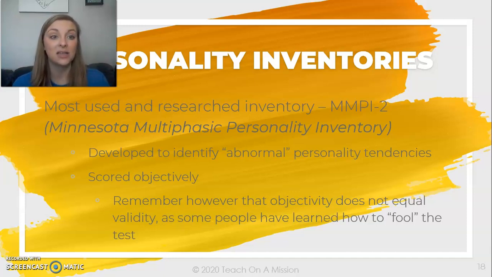Because it's objective, we know that we're getting the correct test, but people learn how to fool the test. Have you ever taken one of these personality inventories for a job or for college where it asks you, how would you react in this situation? And you're like, well, I want to get the job, so I definitely want to answer however they're going to want me to answer, right? So that doesn't necessarily mean we get a true picture of how someone would be, okay?